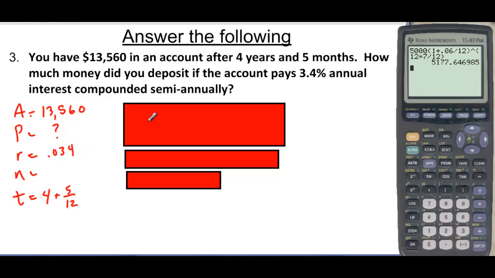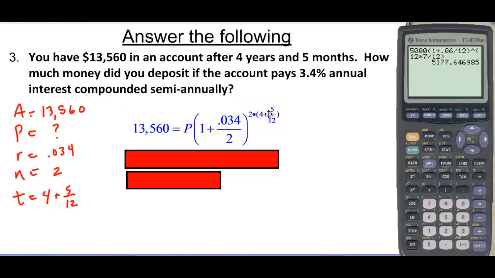And now it's compounded semi-annually. Okay, think about a semicircle. It's half a circle, so that means every half a year we get interest, so that means twice a year. One for the first half, one for the second half. So now I'm going to substitute all that into my equation.